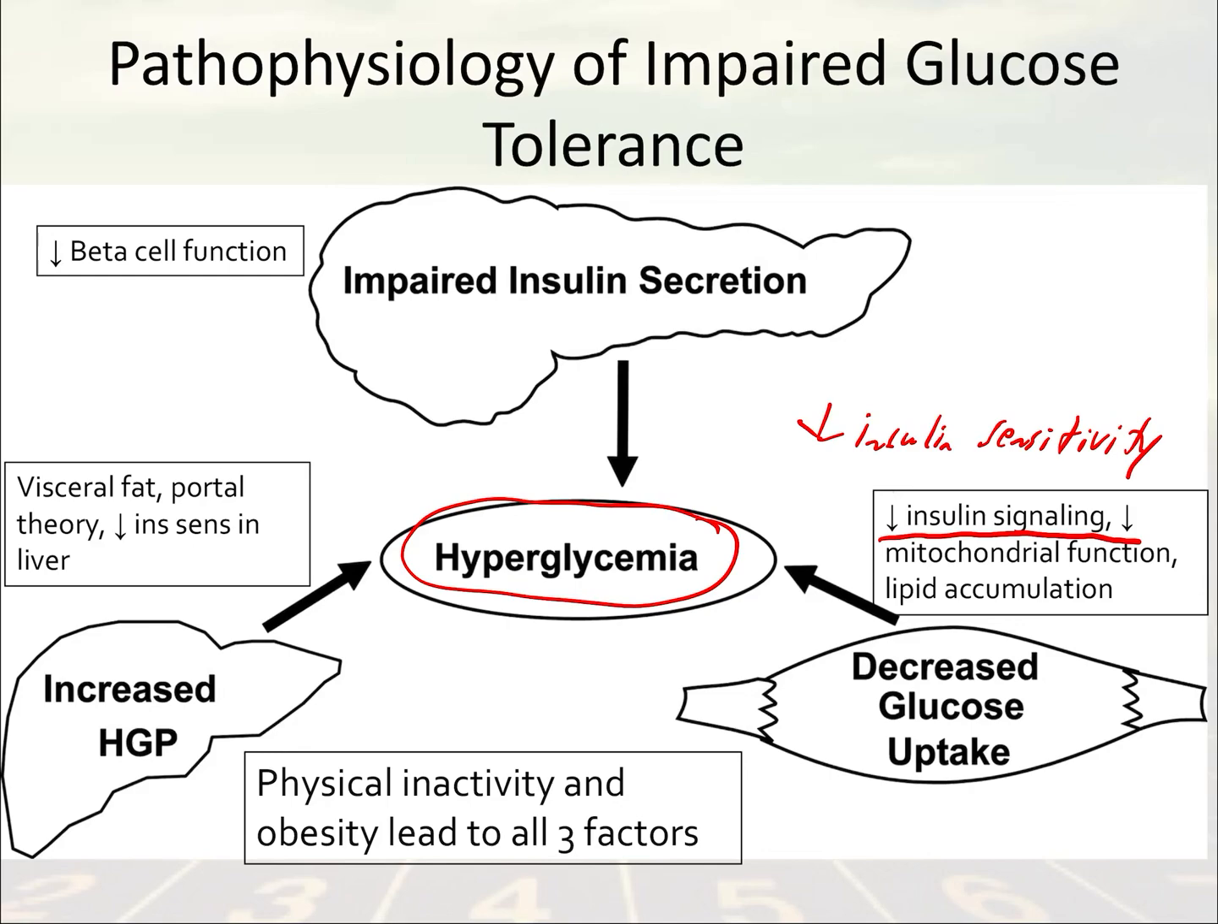Okay, this is mainly by the skeletal muscle because the skeletal muscle takes in about 75% of the glucose. This is partially related to mitochondria not functioning well, and certain types of fat buildup in the muscle. So that's number one factor. But number two, we also have a decrease in beta cell function. Beta cells are in the pancreas, right? This is the pancreas. They stop releasing as much insulin.